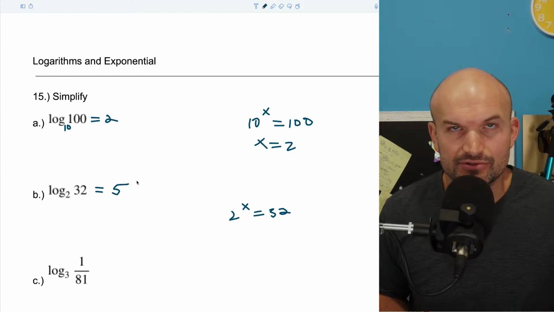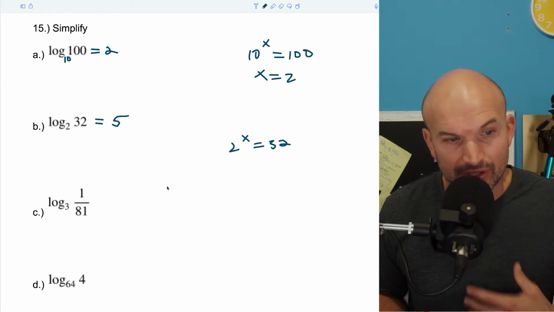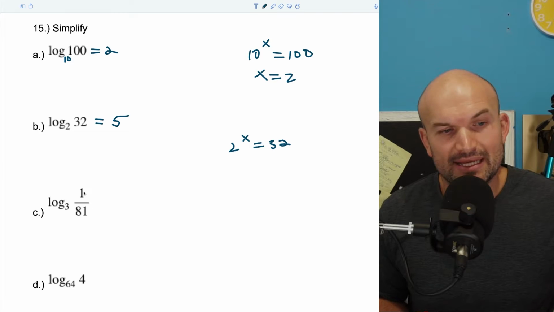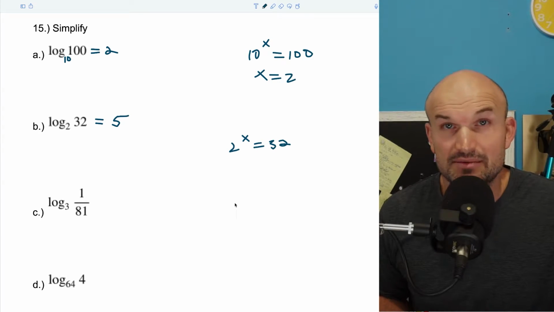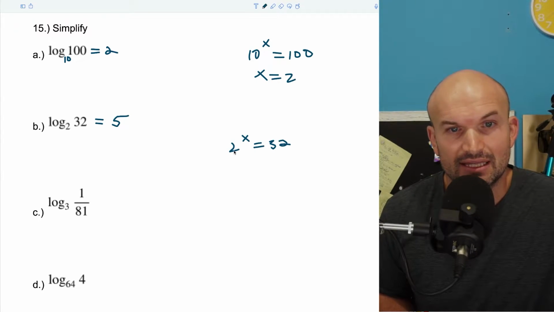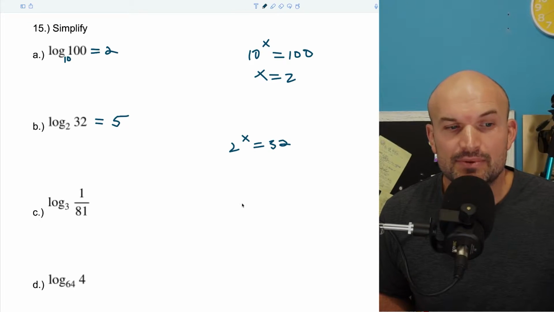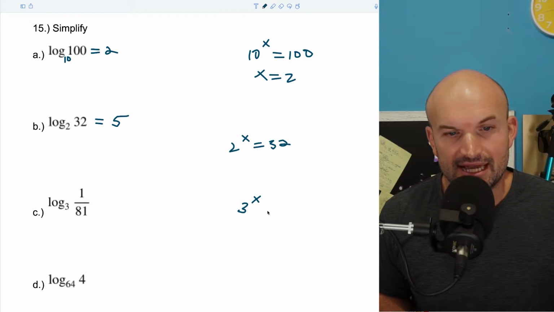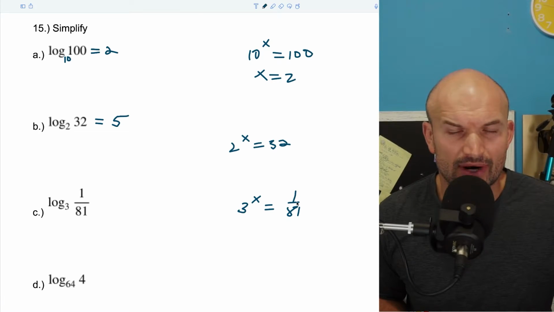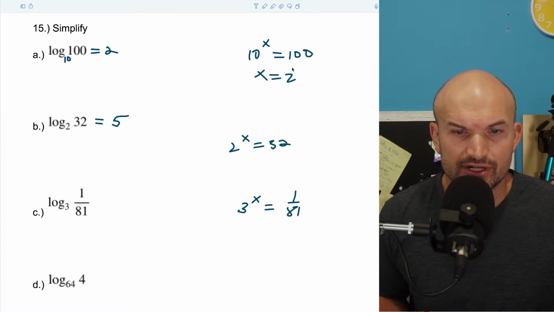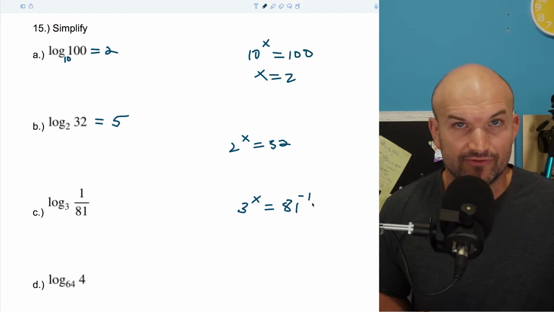Okay, now some of these you should hopefully remember as you go back through in your head. Once we get into problems with fractions, that's a lot of times where things can get confusing. That's why I like setting it up in the exponential form. So here I can say 3 to the x is equal to 1 over 81. But in this case, we don't want to write it as a fraction. What we're going to want to do here is rewrite it with a negative exponent. I can rewrite this as 81 raised to the negative first power.